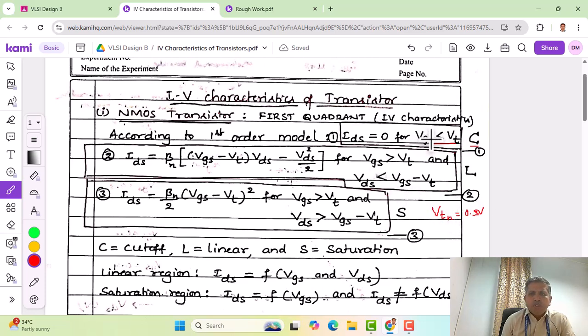So when the gate to source voltage is less than 0.3, definitely there will be no current flow through the MOSFET between the drain and source. So therefore IDS is going to be 0.